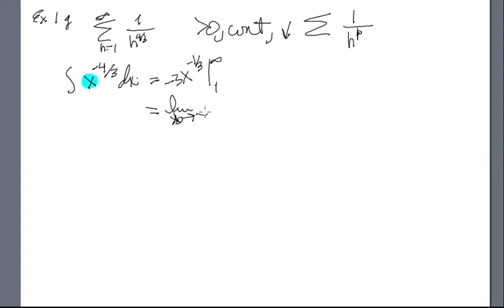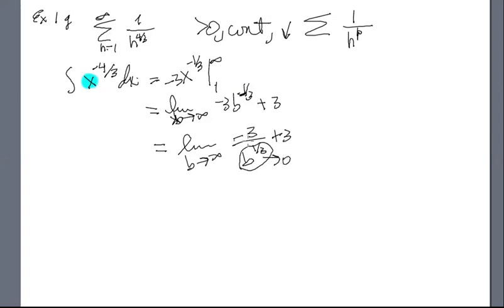So b goes to infinity: negative 3 b to the negative 1/3, plus 3. Now it's important, watch the signs here, it's a negative. So this is the limit as b goes to infinity of negative 3 over b to the 1/3, plus 3. Now b heads to infinity, forcing this fraction to 0, which means we get a 3. So it's convergent. Convergent integral, therefore convergent series.